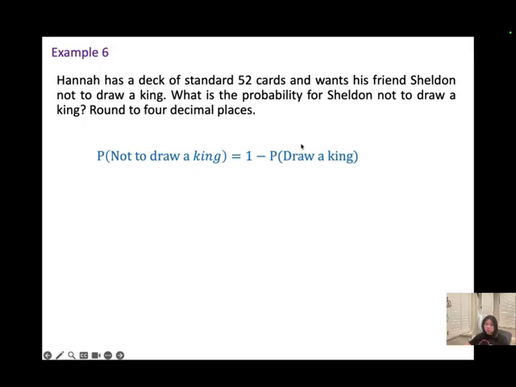So think about it. If you want to draw a king from 52 playing cards, what is the probability? We do have 4 kings, right? Out of 52. Get the same denominator, that will be 52 over 52 minus 4 over 52, which is going to be 12 over 13. Rounded to 4 decimal places, you're going to get 0.9231.